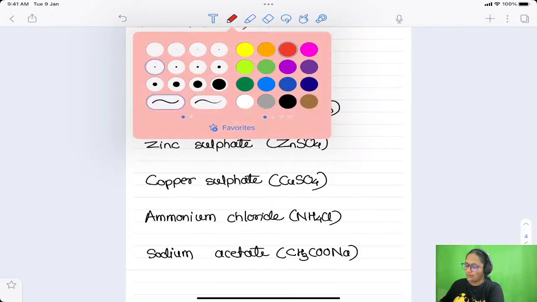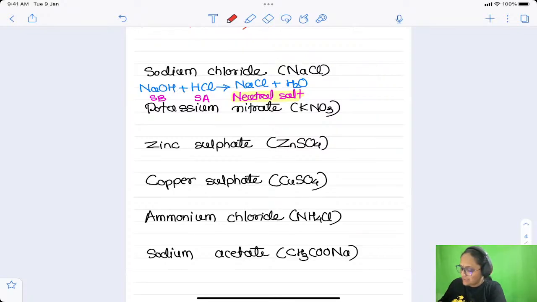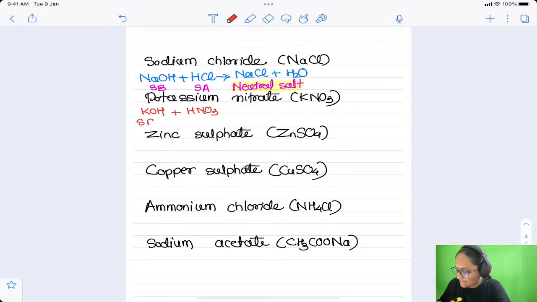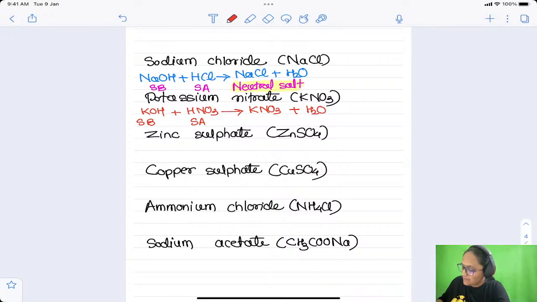Next example, potassium nitrate. So potassium nitrate will be formed by the reaction of KOH plus HNO3. HNO3 is the nitric acid. We have seen about this acid in yesterday's class. So KOH is also a strong base and HNO3 is also a strong acid. So here we are getting KNO3 plus water. So KNO3 is a salt of strong base, strong acid. Therefore it is a neutral salt.